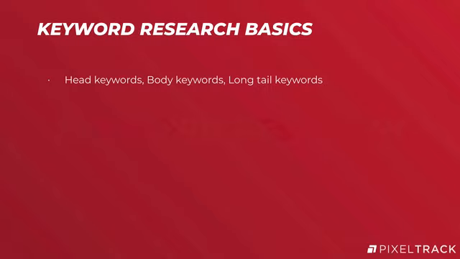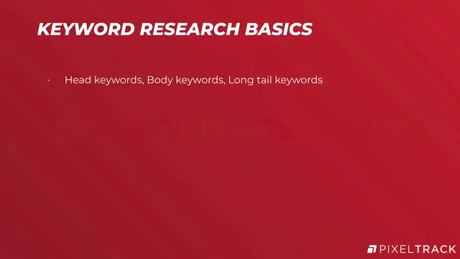The second is body keywords. Here the intent is slightly clearer, but still there is a lot of vagueness in the keyword. Say for example, digital marketing online. Now you know that he is looking for digital marketing online. You don't know what he's trying to do with that particular thing. But long tail keywords are the keywords which are super specific when it comes to what they are looking for. So long tail keywords can be something like free digital marketing course online. That is a long tail keyword which has about 3 to 4 words in it.